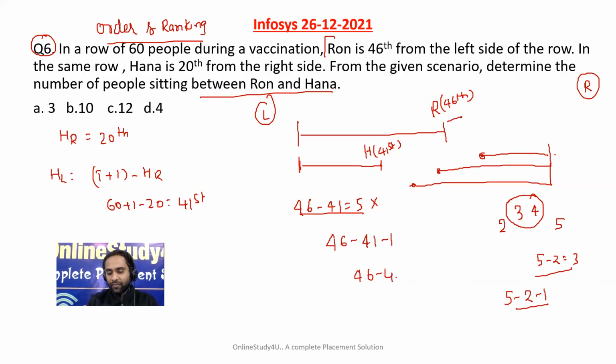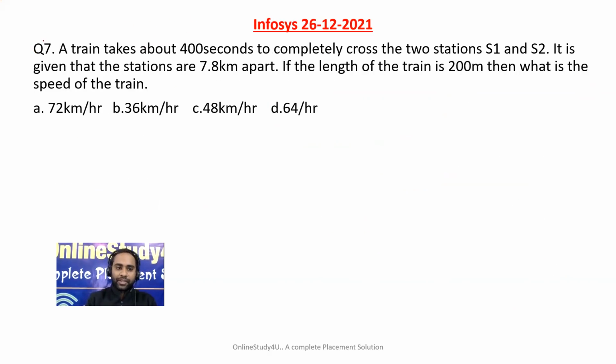So 46 minus 42 will be nothing but 4. So there will be a total of 4 people sitting in between Hana and Ron.